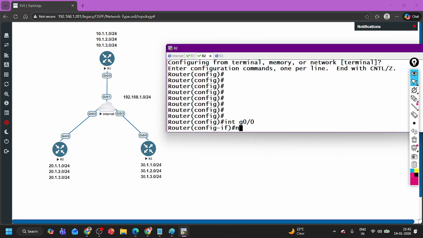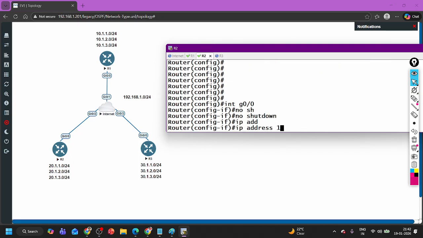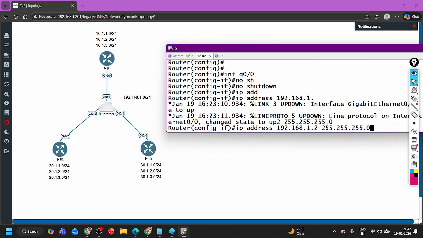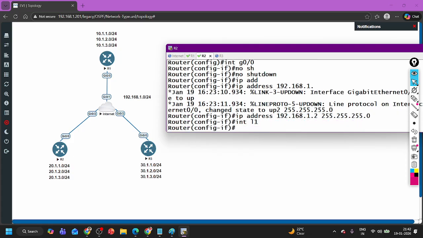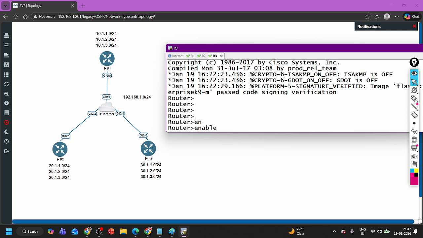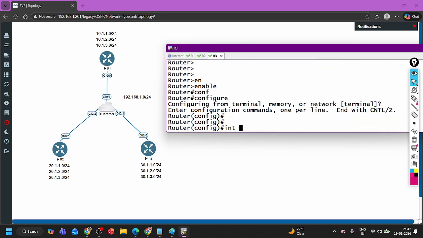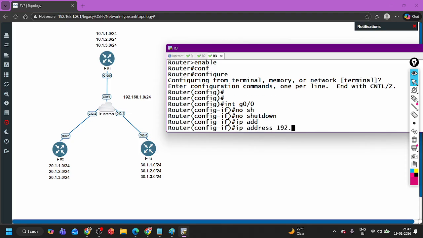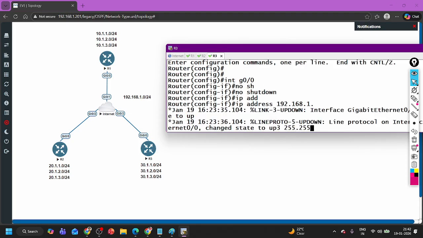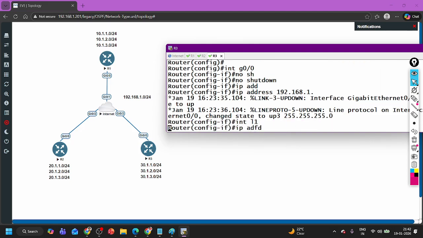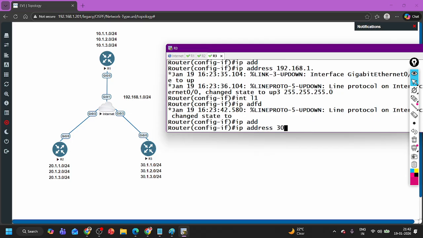On router 2: interface G0/0, no shutdown, and IP address 192.168.1.2 255.255.255.0. Interface loopback 1, IP address 20.1.1.1 255.255.255.0. R3: enable, config t, interface G0/0, no shutdown, IP address 192.168.1.3 255.255.255.0, interface loopback 1 and IP address 30.1.1.1 255.255.255.0.